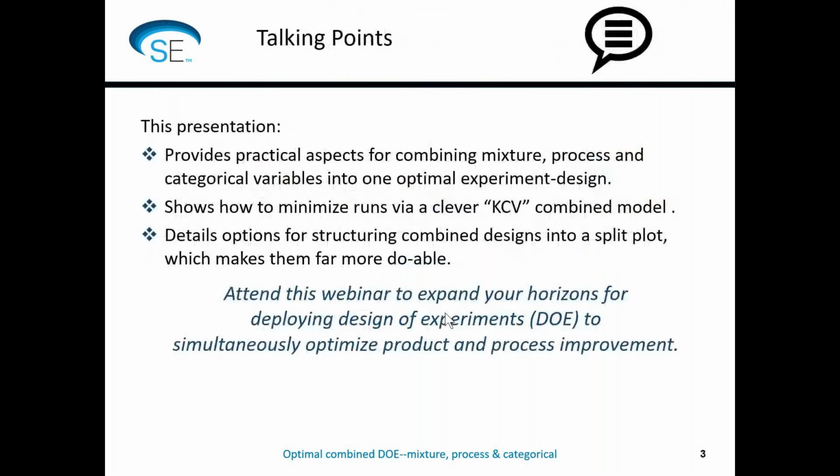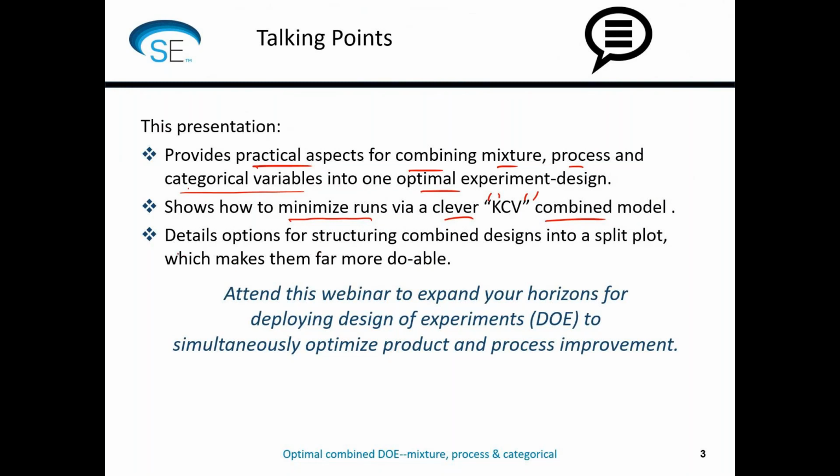So in this presentation, I hope to provide practical aspects that combine mixture, process, and categorical variables into one optimal experiment design. And then how to do this with a minimum number of runs via a very clever KCV, quote unquote, which is named for Kowalski, Cornell and Vining combined model. So this is going to be a specialized model geared to these combined designs.